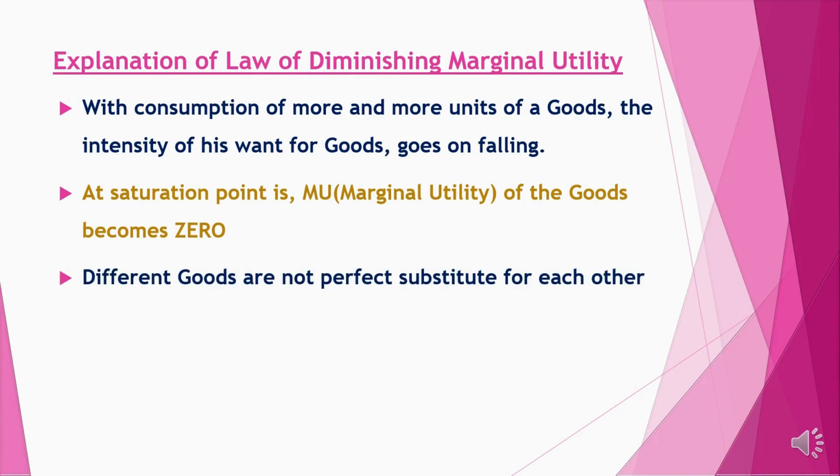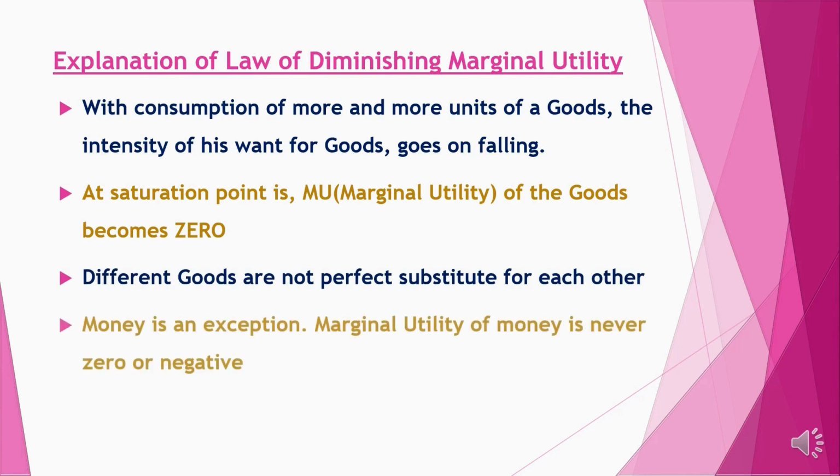Secondly, different goods are not perfect substitutes for each other. Each is consumed for satisfaction of only one specific want. Now here money is an exception. Marginal utility of money is never 0 or negative, since it can be used for various uses and for different wants. The law of diminishing marginal utility is one important cause for the demand curve to slope down.